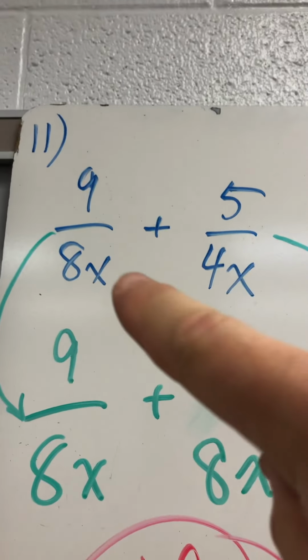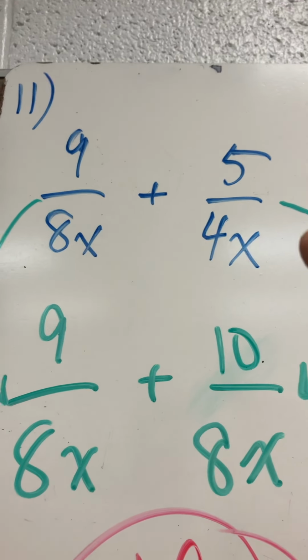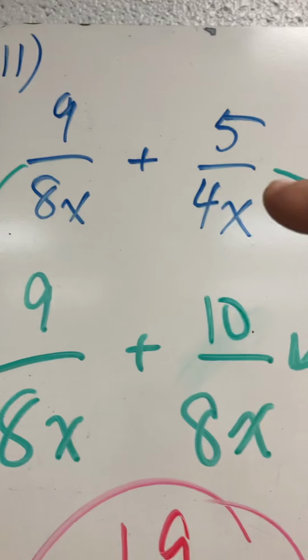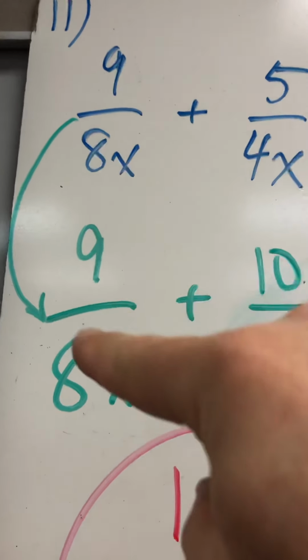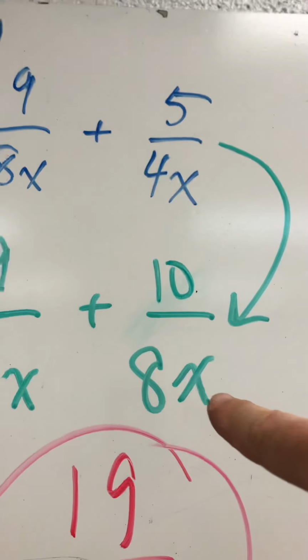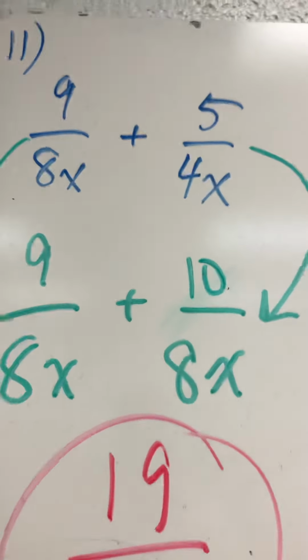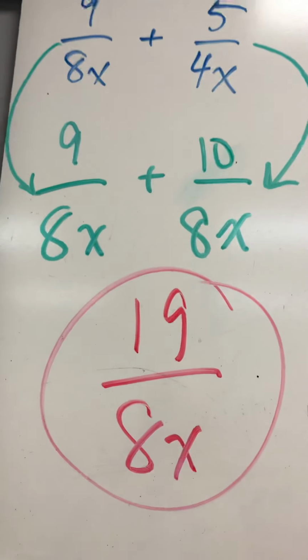Does it make sense that 8x is the common denominator here? Because 8x goes into 8x and 4x goes into 8x. This stays the same, so 9 stays the same. 4x times 2 is 8x, so 5 times 2 is 10. 9 plus 10 is 19 over 8x.